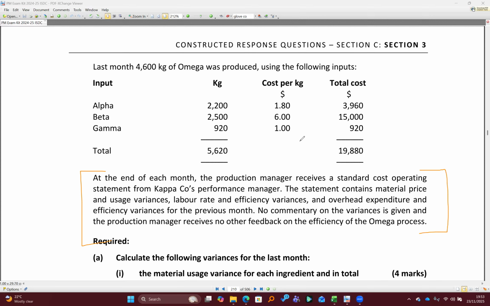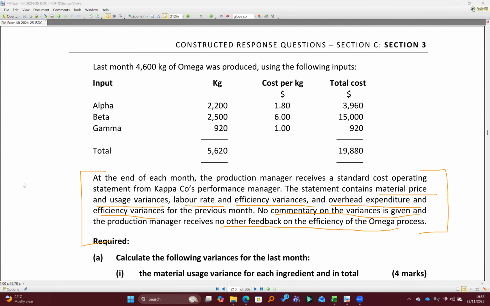even the other part we have said above. So the manager just receives material price and usage variances, labor rate and efficiency variances, and overhead expenditure and efficiency variances. And they do not give commentary on the variances. So they don't explain why they are adverse, why they are favorable, what the cause is and all that. They just give them figures, and there's no other feedback.